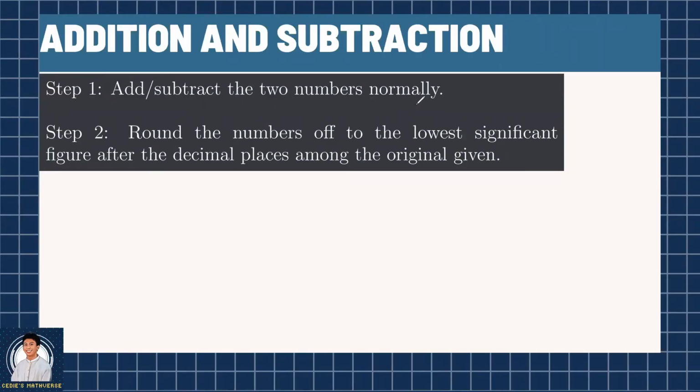Now, we will discuss the operations on significant figures. For addition and subtraction, we have 2 steps. Step 1, add or subtract the 2 numbers, or any given number of numbers, normally. Step 2, round the numbers off to the lowest significant figure after the decimal places among the original given. Alright, so let's have some examples.